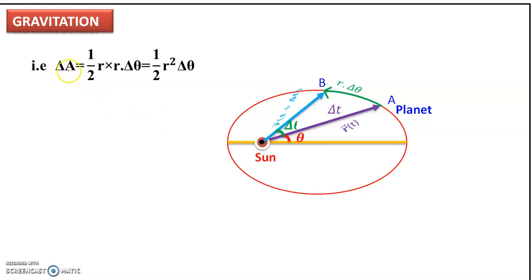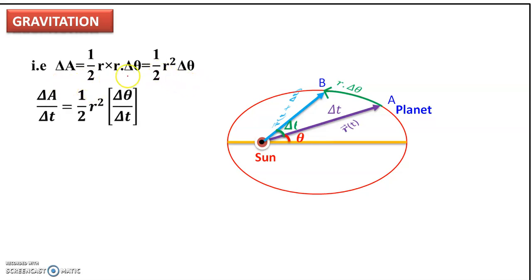The area covered, delta A, is similar to a triangle, half into base into height. Here the base is r delta theta and the height is the radius vector r. That means delta A, the area covered by the planet in delta t time, is half into r delta theta into r, which is equal to half r square delta theta.